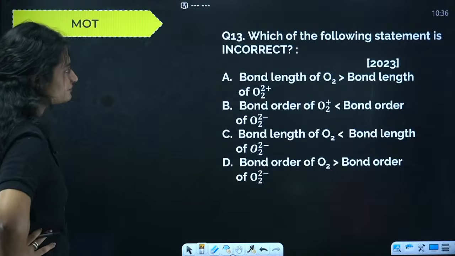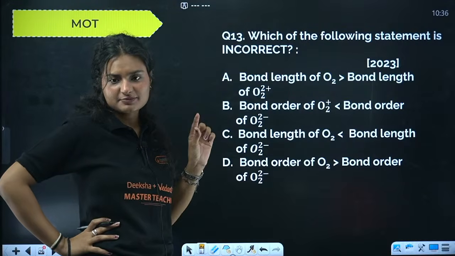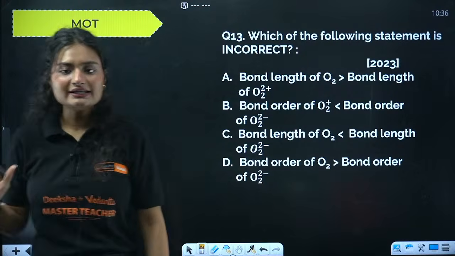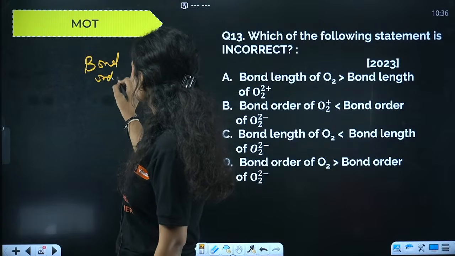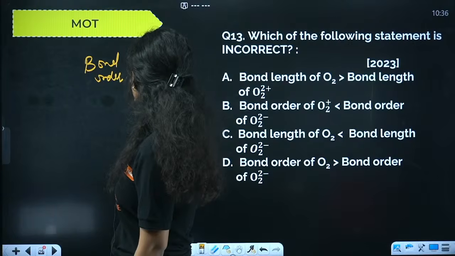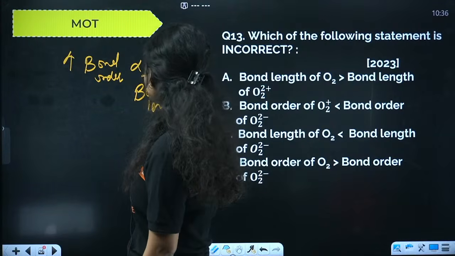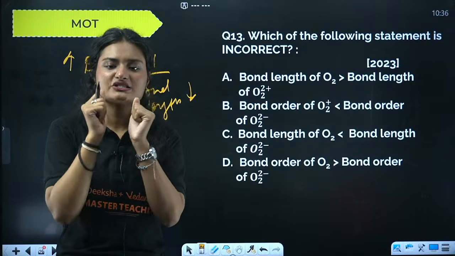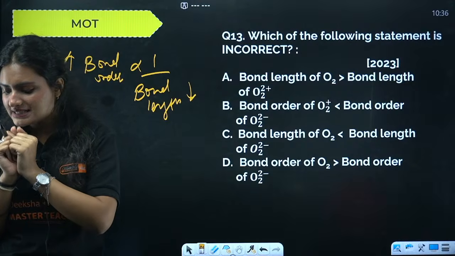Okay, next question. Which of the following statements is incorrect? Again, incorrect statement we are looking for. So bond length and bond order, 2 things are given. So I'll tell you one relation. Bond order is inversely proportional to bond length. So if the bond order is high, the bond length will be less. If the bond order is high, that means the bond is really strong. If a bond is really strong, that means the bond length is really small.